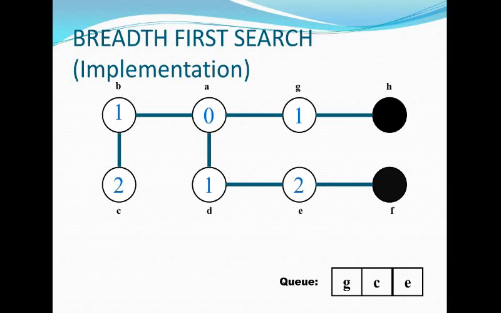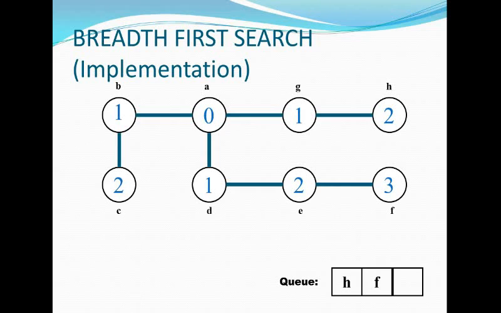Same in the next step, node G is deleted and the child node of node G, which is node H, is enqueued into the queue. For the next step, when we dequeue the queue, node C will be deleted, but there is no child node of node C, so there is nothing we need to do about node C. In the next step, node E will be deleted, so we insert the child node of node E, which is node F. So our queue will be H, F.